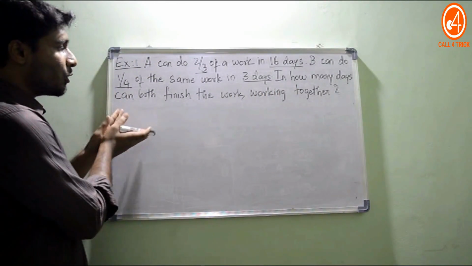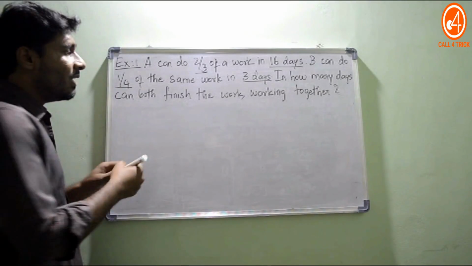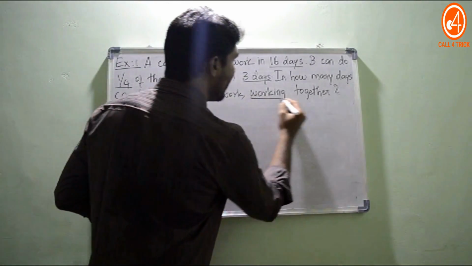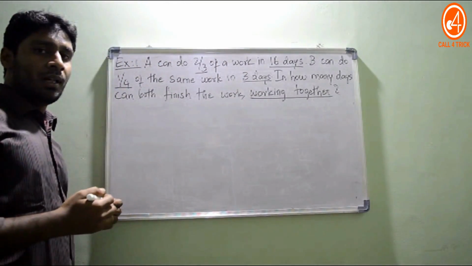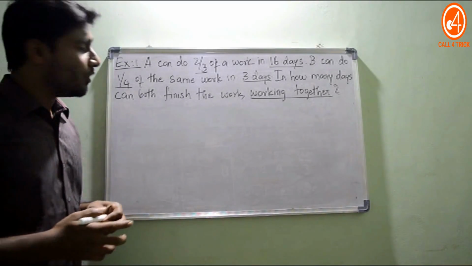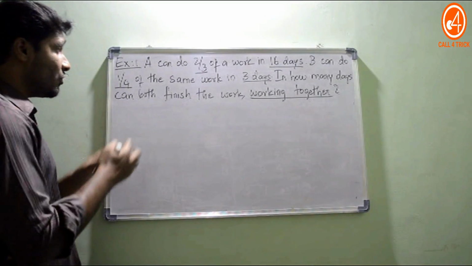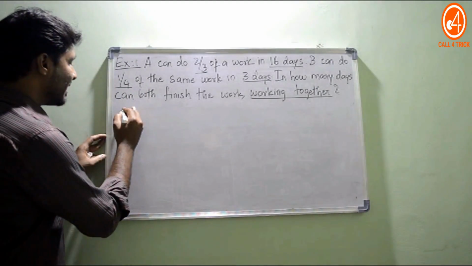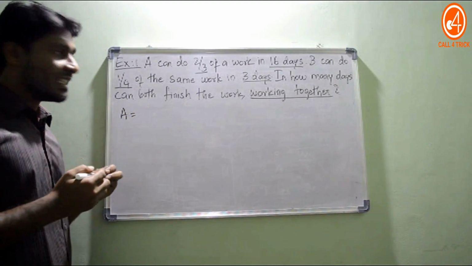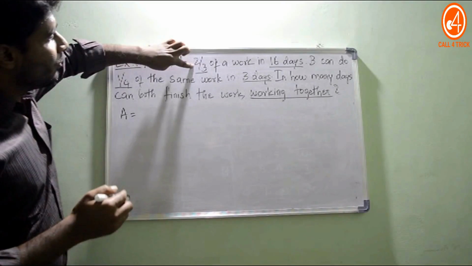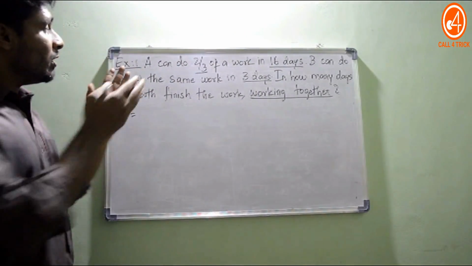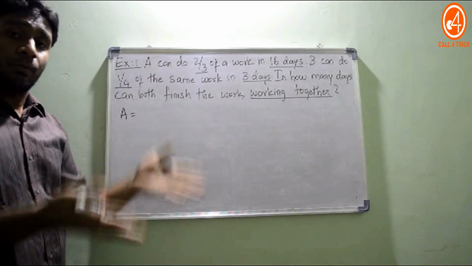So this question comes under type 1 of the section, since working together is the question being asked. What's the first step we have to do in this LCM method? Taking LCM. But before taking LCM, you just have to check the values. So what's the number of days given for A alone? It is given that A can do 2/3 of the work in 16 days. If A can do 2/3 of the work in 16 days, what is it for the complete work?